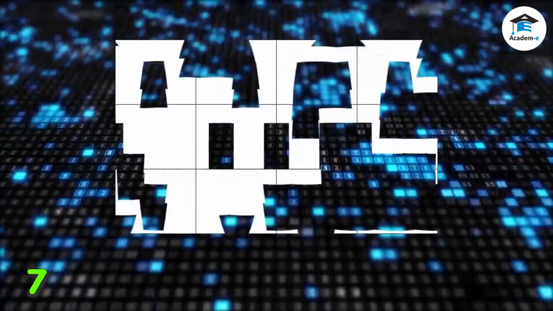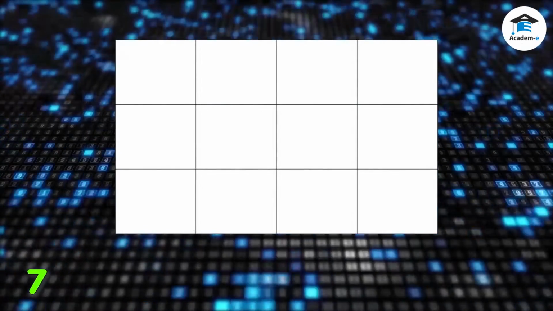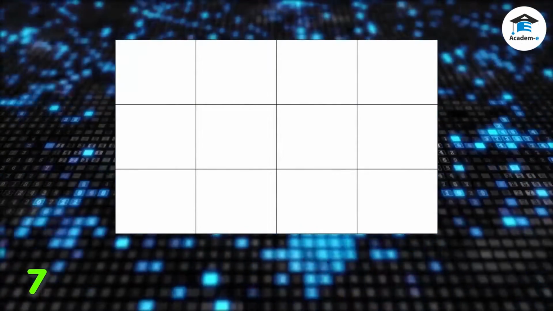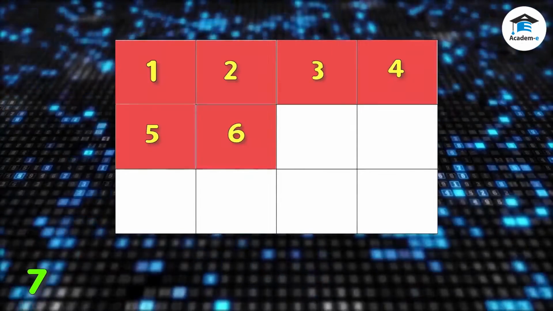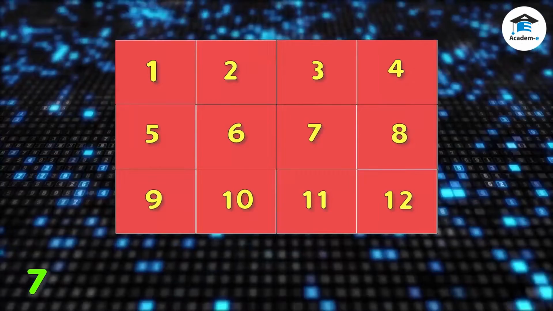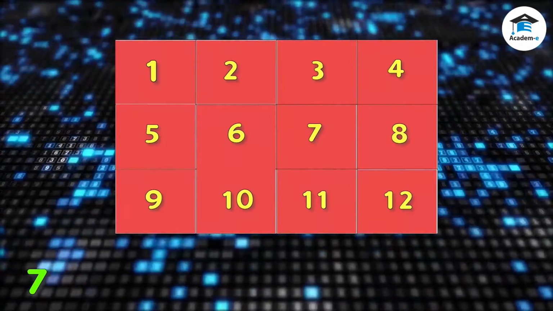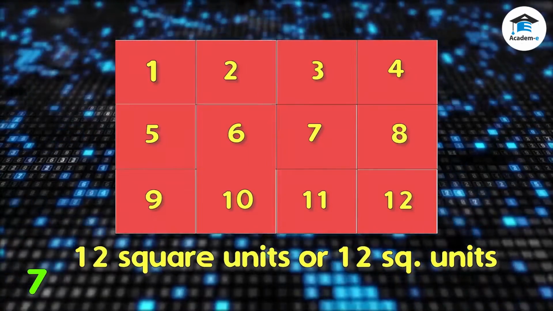Let's have another example. Look at the figure below. Let's find the area of this figure. How many squares are there in all? Let's count all the squares. 1, 2, 3, 4, 5, 6, 7, 8, 9, 10, 11, 12. There are 12 squares. Therefore, the area of this figure is 12 square units.